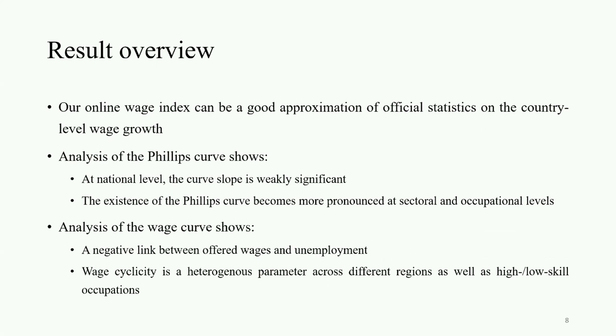Just to give you a brief overview of what we do and what we find: first, we come up with an online wage index using our data and find that it is highly correlated with the official statistics. Then we move on to our analysis of the Phillips curve at different levels of disaggregation. We find that at the country level, it seems like the Phillips curve is flattening, though it's not very clear. However, when we move from the country level to disaggregated wage indices, like sectoral or occupational levels, the existence of the Phillips curve becomes much clearer. Finally, we conduct our analysis of the wage curve and show evidence of a negative link between the posted wage and unemployment. However, there is a large variation in wage cyclicality when we take into account differences across regions or across occupations with different levels of skill requirement.